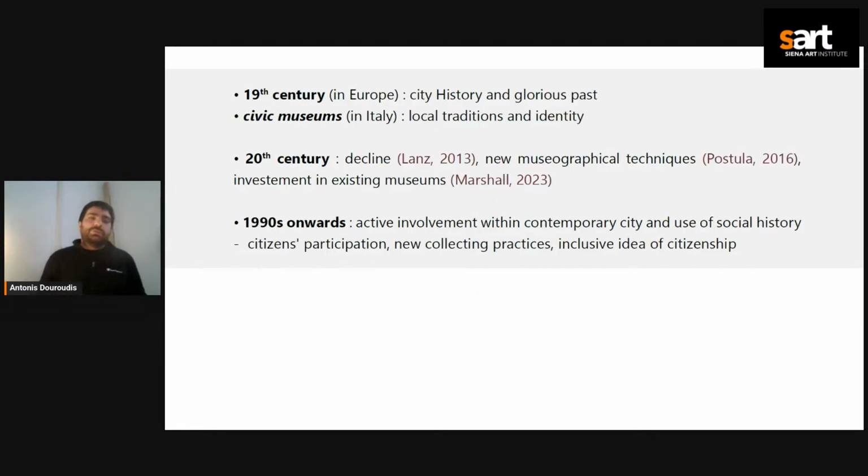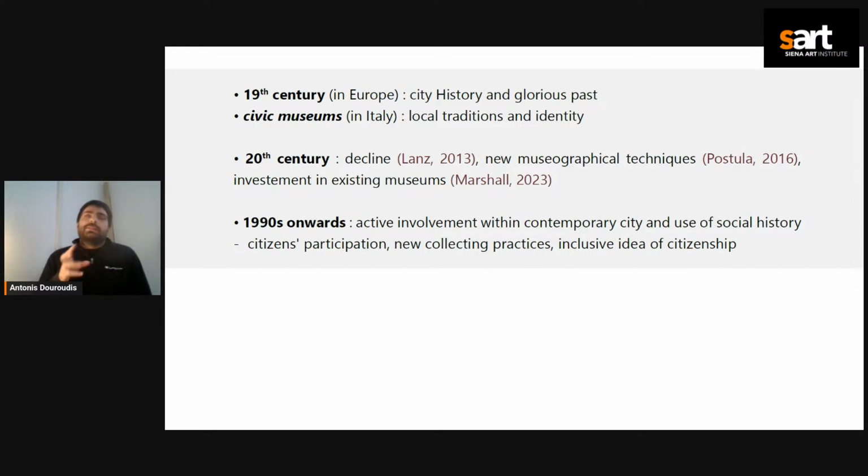Going back to the City Museum, I put a slide of a very, very brief story of its development, and we can locate it mainly in Europe around the middle of the 19th century, where major cities were under very big transformations. And these museums were created in some cities to narrate the history and the glorious past that were somehow being lost through these, mainly urban, transformations. And in this period in Italy, during the process of unification, there is a similar type of museum, but not exactly the same. We could say that it's the civic museums that exist in many cities in Italy.